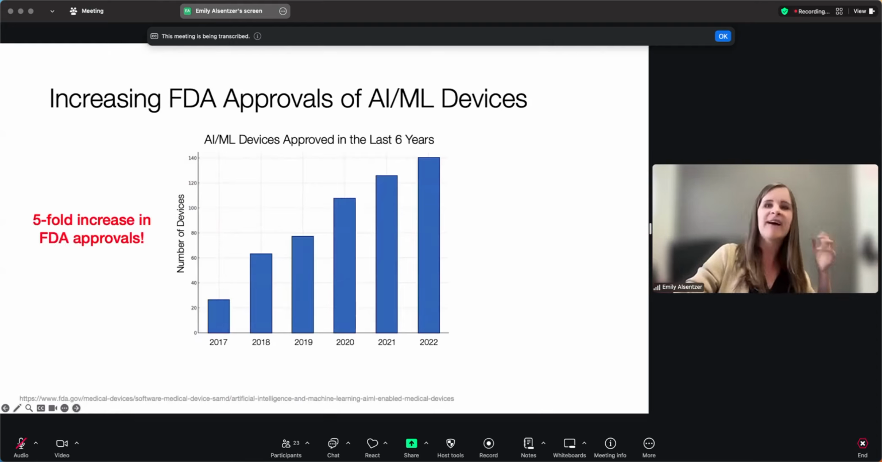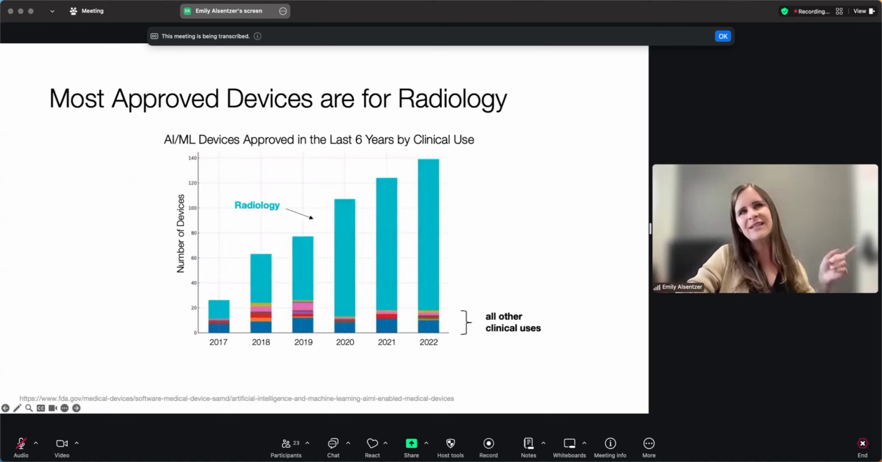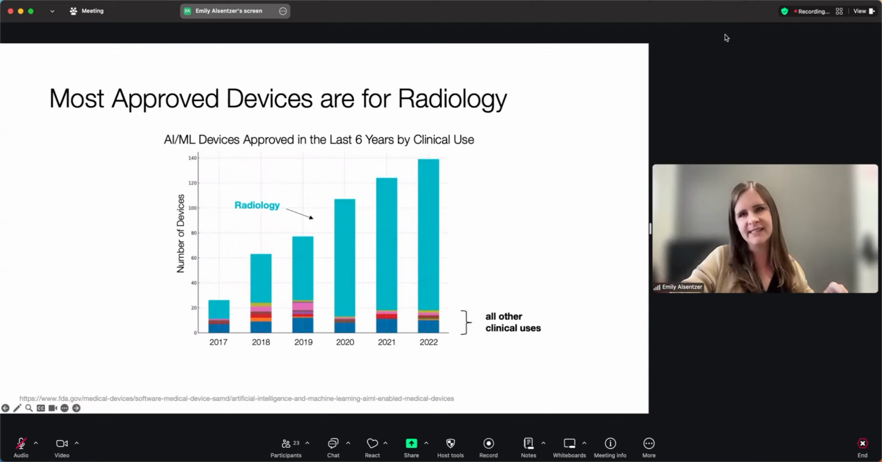There's been an over 5-fold increase in FDA approvals in machine learning devices in healthcare since 2017. This is great news. However, if we break down those FDA approvals by clinical use case, we find that the majority of those approved devices are for radiology. All of those other clinical uses for cardiology, neurology, et cetera, make up a small fraction of those approved devices that has remained relatively stable over the years.